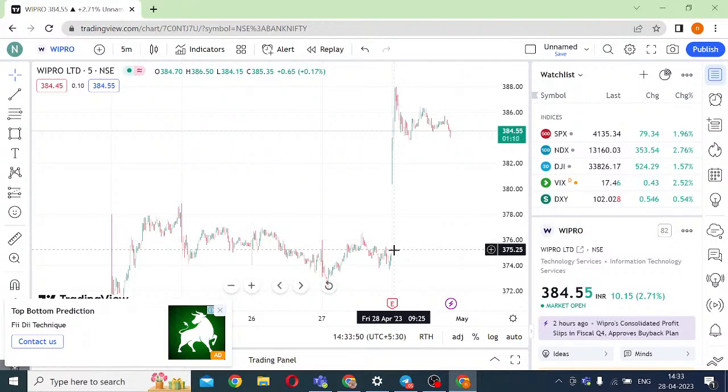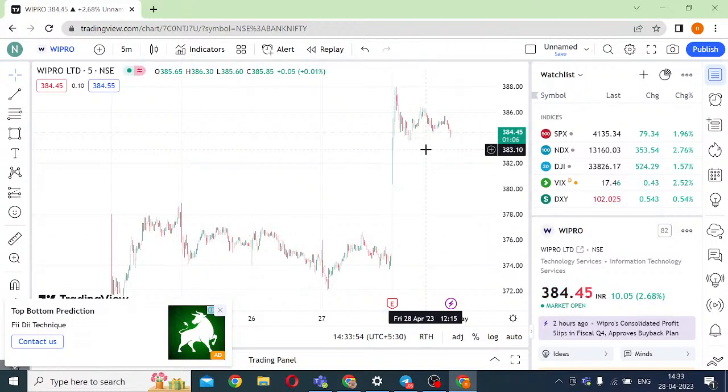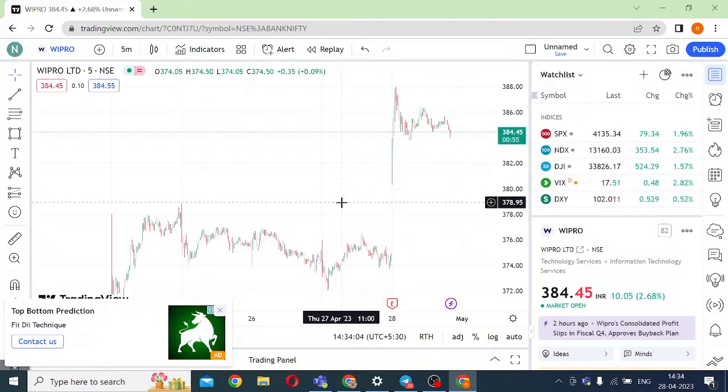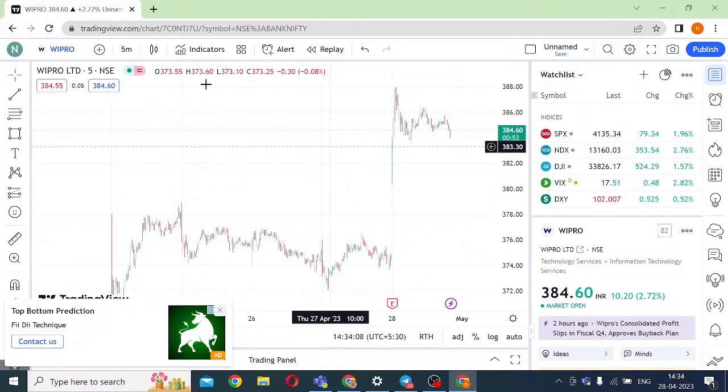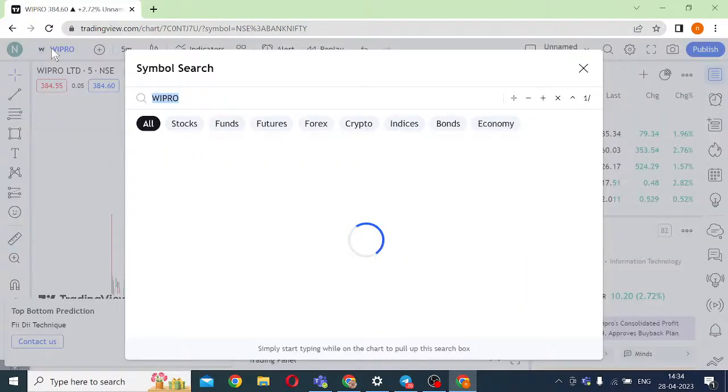Some of them, sorry, what is the reason for taking the short trade on Bank Nifty, Nanda? Nanda's question: what is the reason for taking the short trade on Bank Nifty? Bank Nifty, right? Let me just go back to the chart.